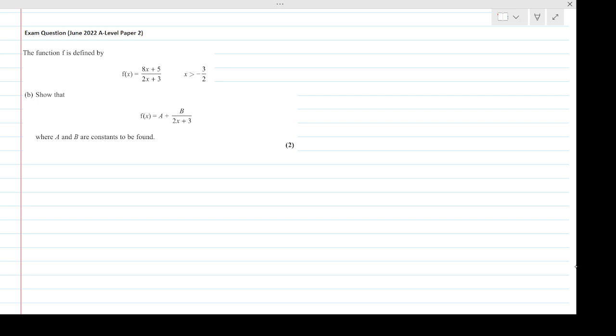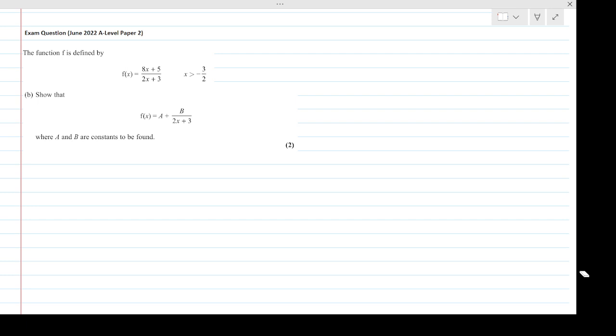But hopefully you kind of get an idea of how to do division now after I've done some examples. But we're going to jump into some exam questions then to finish off. So firstly, we're given a function f, which is defined by this.